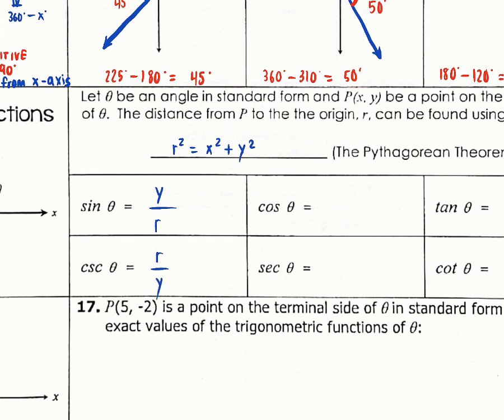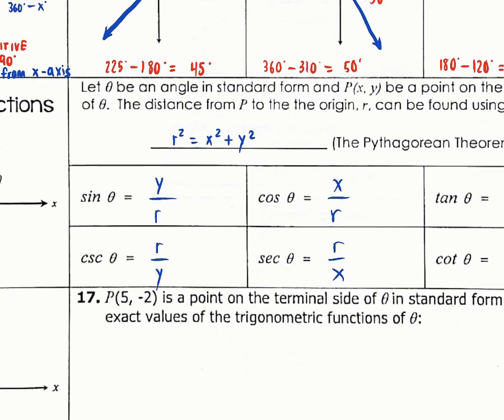Cosine will be your adjacent leg, which will always be your x value of that ordered pair over r. So secant will be r over x. And then finally, tangent is opposite over adjacent, which is y over x. Cotangent, x over y. So for example, I want you guys to look at this.